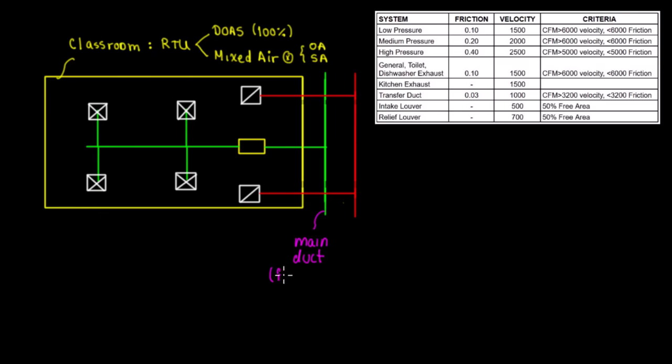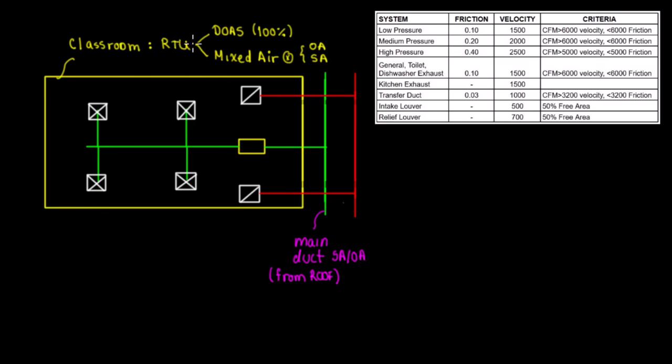I'm just going to put from roof. Of course, you're going to have risers and everything, but this is the complete main duct coming from the roof. I would call it supply air, which is in other words a combination of supply air and outside air, because we're doing mixed air. DOAS, remember, is 100% outside air, but this is a rooftop unit, mixed air.